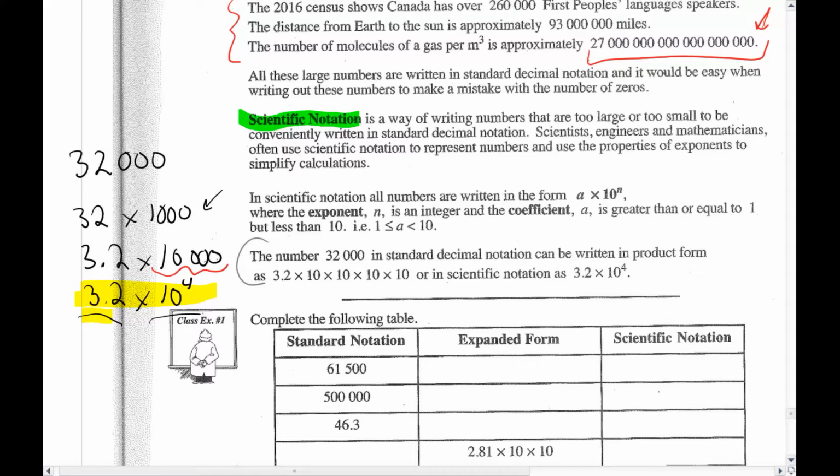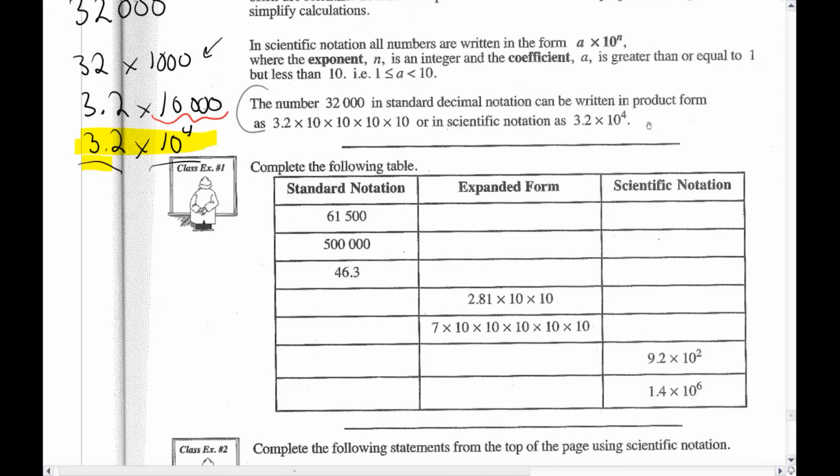So what I'm going to do is teach you an easier way to do this rather than using the expanded form. I will fill that in, but I'll show you a quick and easy way that makes a little more sense, I think. The expanded form of 61,500 is 6.15 multiplied by 10, multiplied by 10, multiplied by 10, 4 times. And we get 6.15 multiplied by 10 to the power of 4.